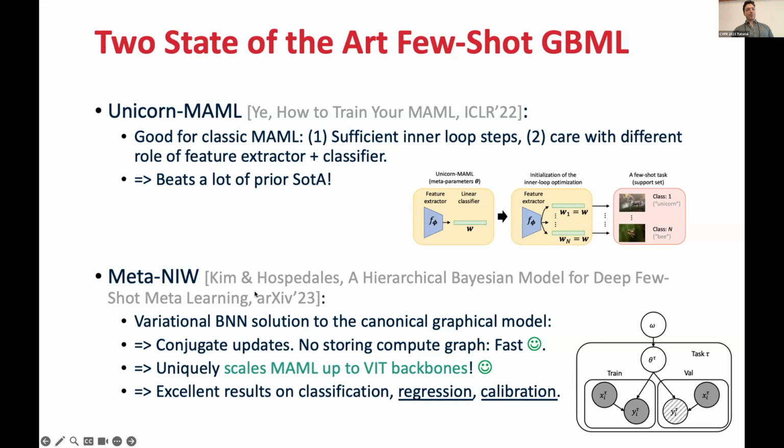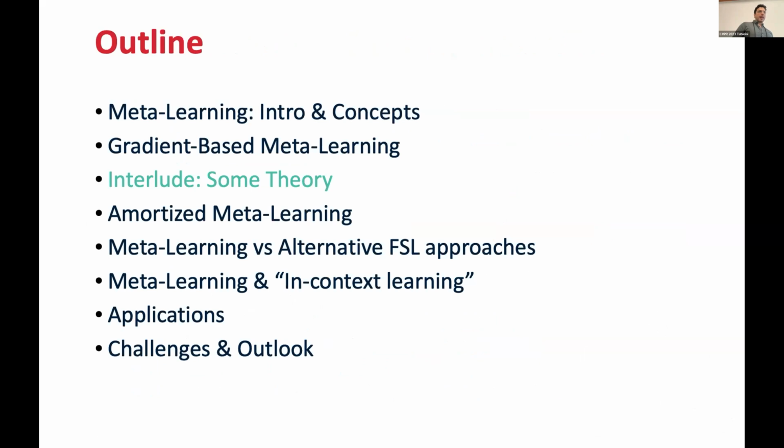Another state-of-the-art one is one that we were working on in our group at Samsung AI, which basically takes this Bayesian graphical model very seriously and does modern variational inference for a Bayesian neural network of this graphical model. It actually comes out quite fast, and for the first time scales MAML up to ViT backbones, because most of the previous MAML papers have been using these mini ResNet-10 backbones, which are super tiny. But with Meta NIW, you can scale it all the way up to a modern backbone. So that's pretty cool. Okay, so that's a bit of intro to gradient-based meta learners.